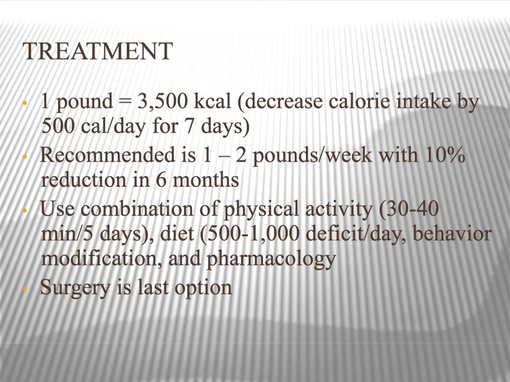When we're looking at treating obesity, first we need to understand that 1 pound is comprised of 3,500 kilocalories. So in order to lose a pound, we would need to have a negative balance of 3,500 kilocalories. For instance, decrease our intake or have a deficit of 500 calories per day for 7 days and we could lose a pound. It is recommended that we don't do fads, that we essentially lose 1 to 2 pounds a week, and the target goal is a 10% weight reduction in 6 months.